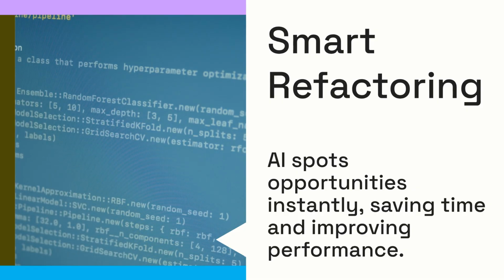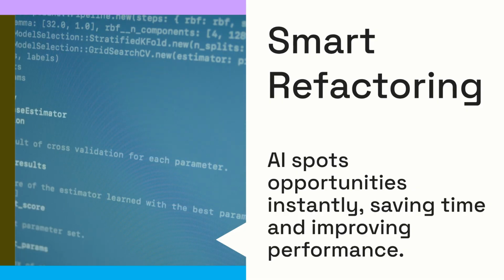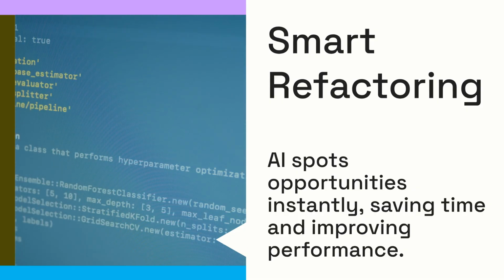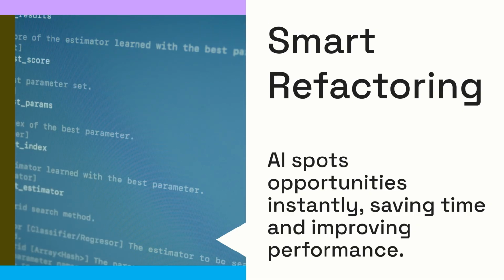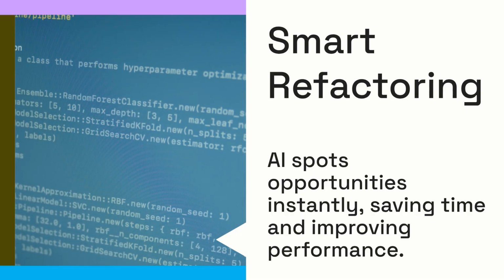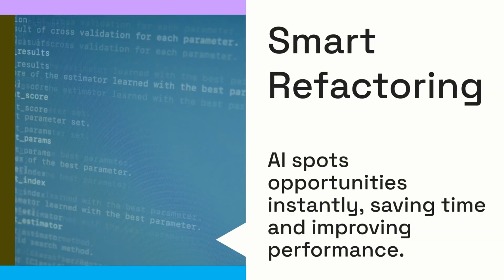Instead of manually sifting through thousands of lines of code to find optimization opportunities, AI can flag them instantly. This means your software isn't just functional, it's high-performing and easily maintainable, extending its lifespan and reducing technical debt.